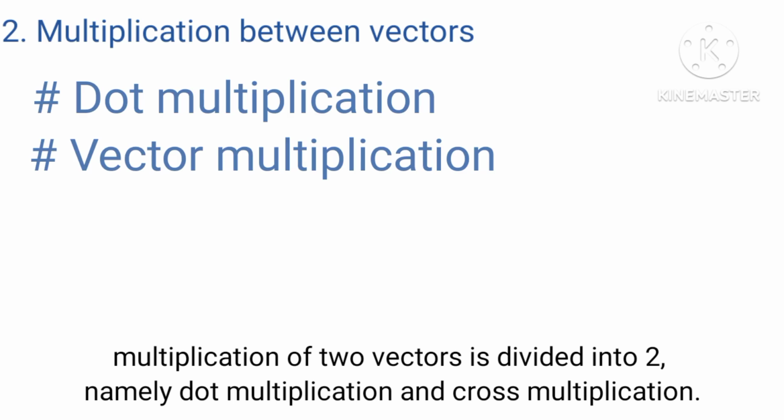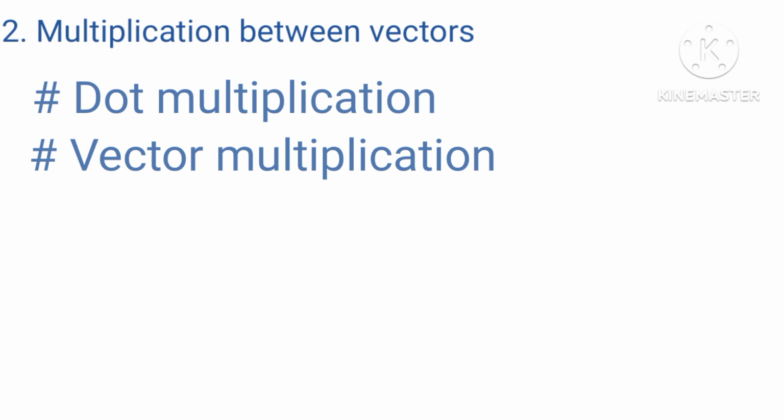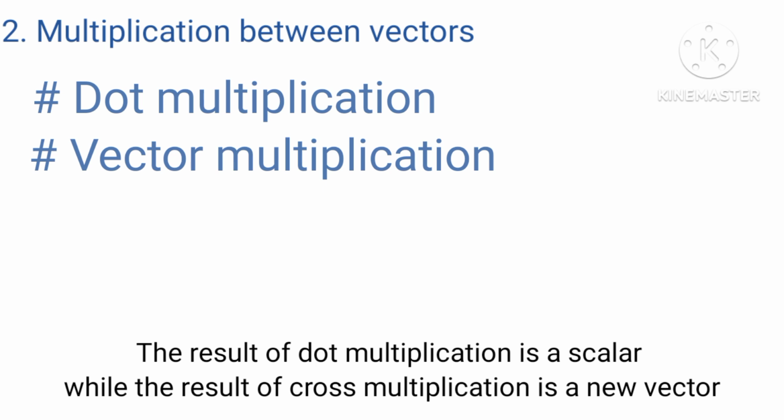Multiplication of two vectors is divided into two, namely dot multiplication and cross multiplication. The result of dot multiplication is a scalar, while the result of cross multiplication is a new vector.